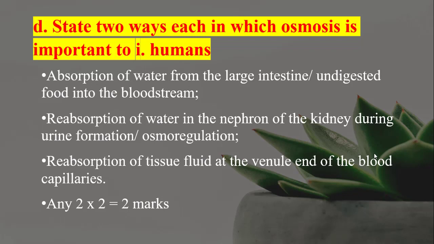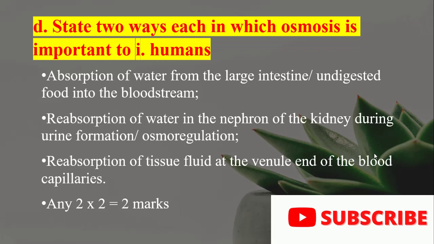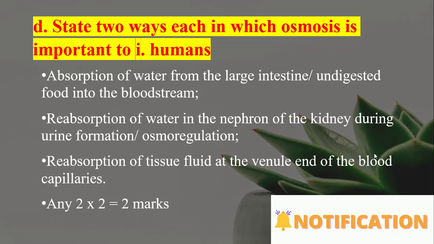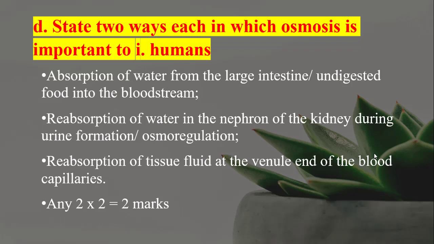Then we also have reabsorption of water in the nephron, the kidney, during urine formation. We will deal with more of the excretory system, the kidneys, in later courses as you get to the second year, third year. Alright, so we'll leave it at that for now. Then reabsorption of tissue fluid at the venule end of the blood capillaries. Again, this is also something I will do under the circulatory system. So just hold your horses for now. Alright, so any two of these for 2 marks.